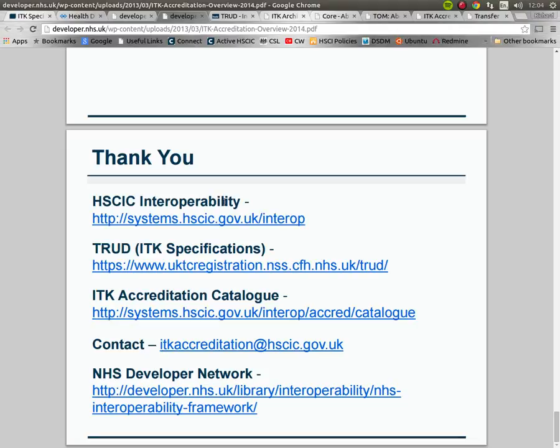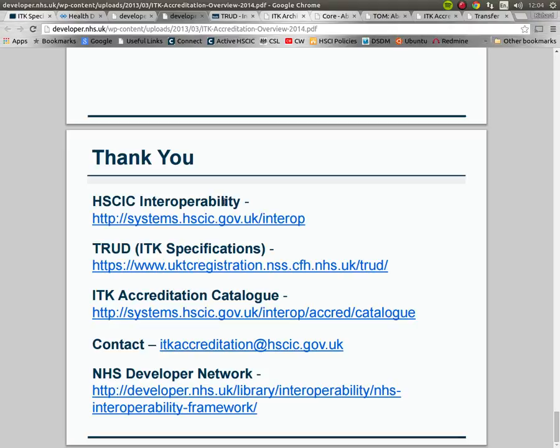This screencast really is intended to give you a starter for 10 to understand what resources are available, and hopefully help you to understand where you ought to go in terms of further reading and trying to understand more around what information you need from an implementation perspective, or indeed from a procurement perspective, if you're looking to purchase a system which has ITK capabilities.